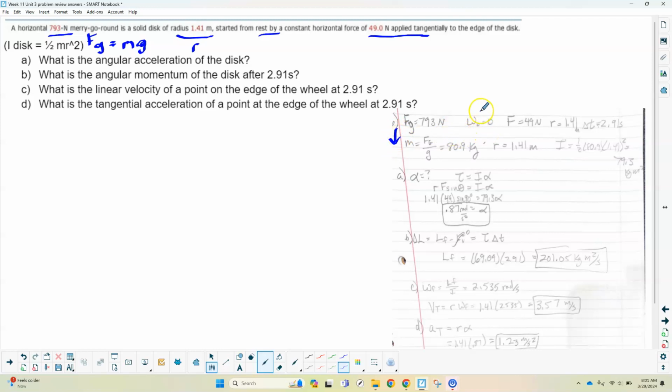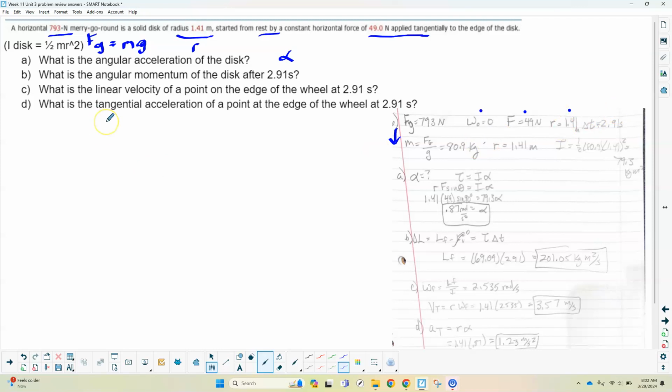So I was given omega naught is 0, the force is 49, the radius is 1.41, and then if you keep reading, it says what's the angular acceleration of the disk, so we're looking for alpha. And then it asks you to calculate various ideas at a certain period of time, and that period of time for all of the answers is 2.91.